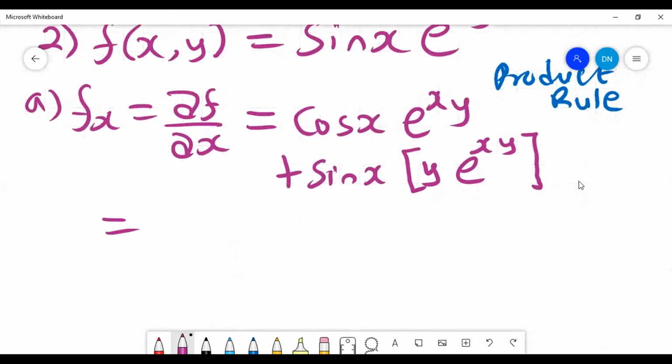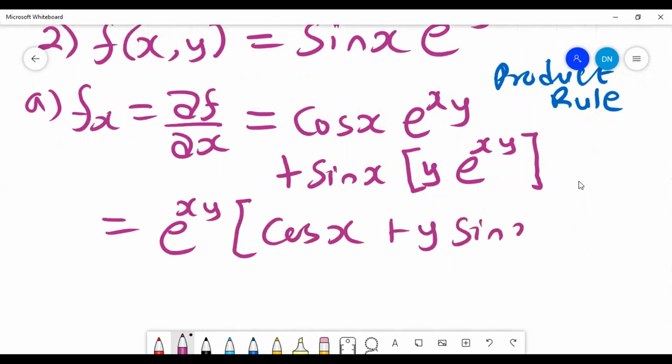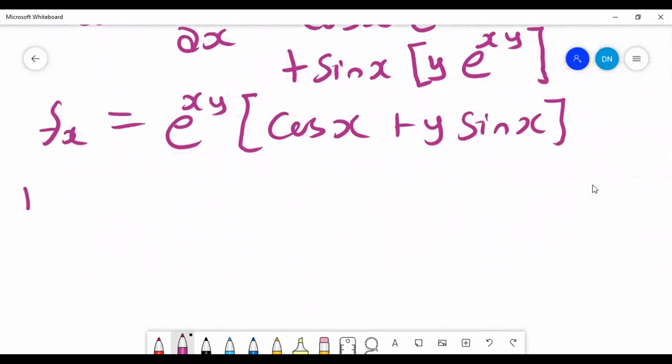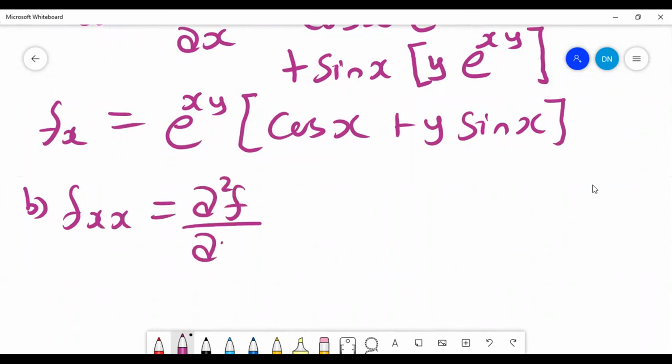So I can rewrite this equation as e raised to xy, cos x plus y sine x. That is the first partial derivative with respect to x. Now, I can do the same for f of xx, which is d squared f over dx squared.